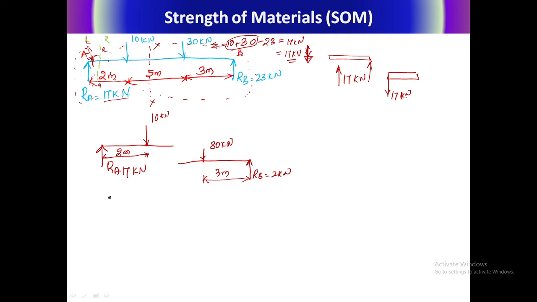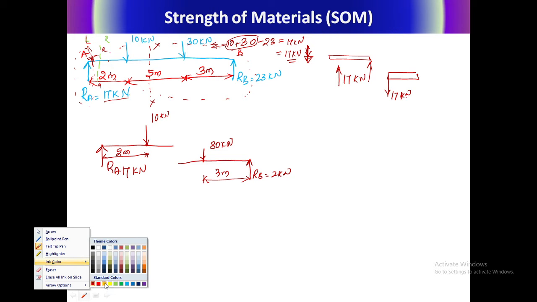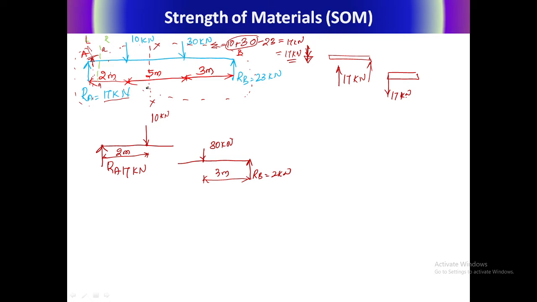Suppose we take a section which is at 2 meter from this support load. That means this particular section is 4 meter from this left support.